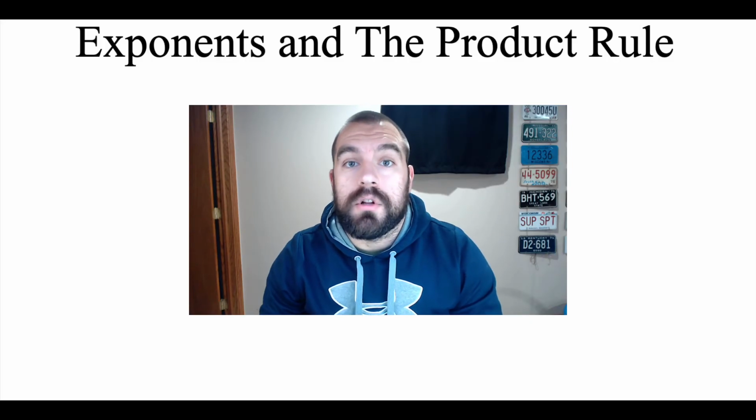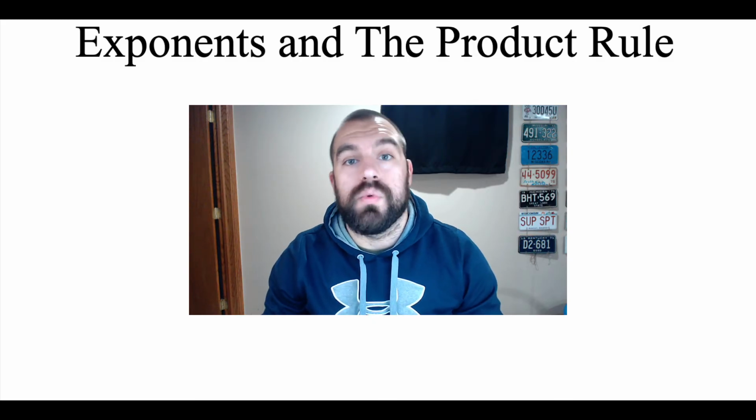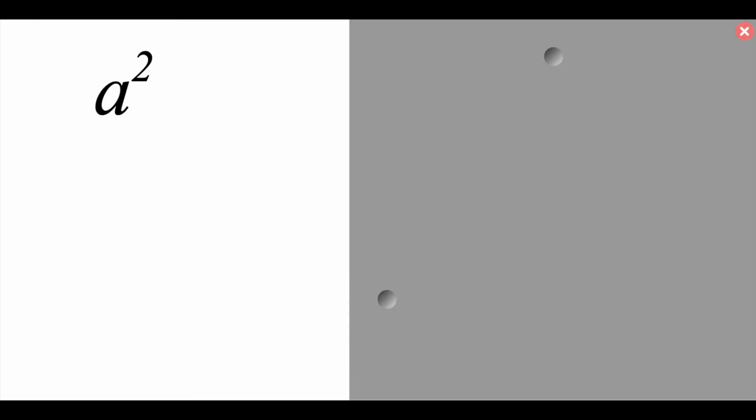In this video, we're going to look at exponents and the product rule. Before we get too far into things, let's remind ourselves what exponents really mean. If we're looking at something with a second power on it, a to the second power, or a squared, that really means that we're taking a and multiplying it by another a. So having an exponent means that you're multiplying something by itself however many times based on what the exponent is.